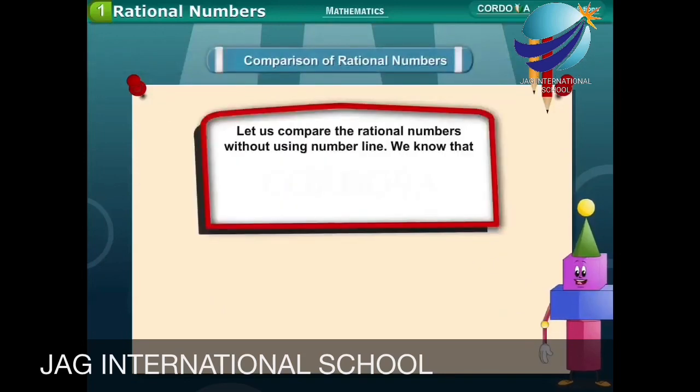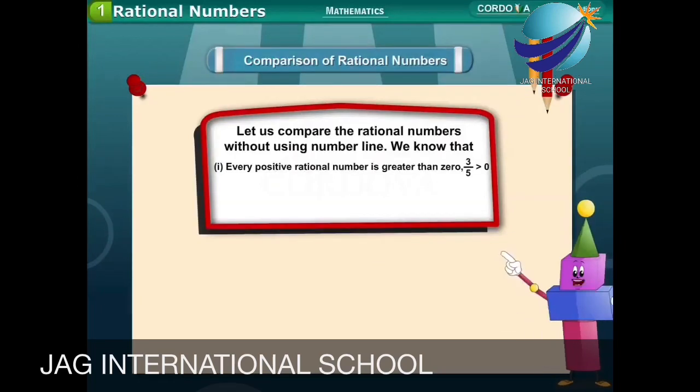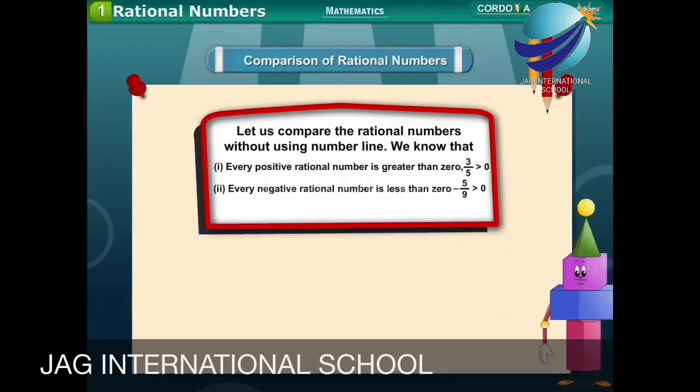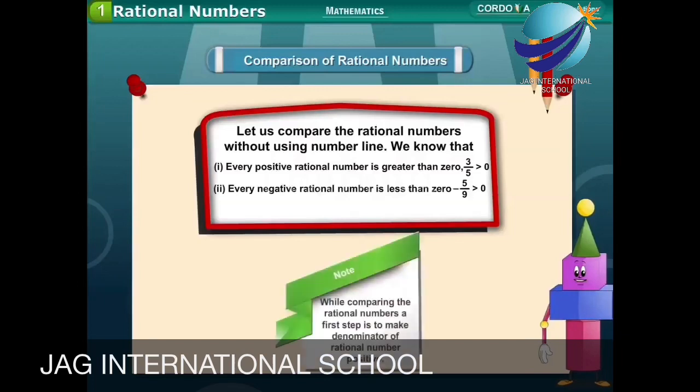Comparison of rational numbers. Let us compare the rational numbers without using the number line. We know that every positive rational number is greater than 0. For example, 3 upon 5 is greater than 0. Every negative rational number is less than 0. For example, minus 5 upon 9 is less than 0.